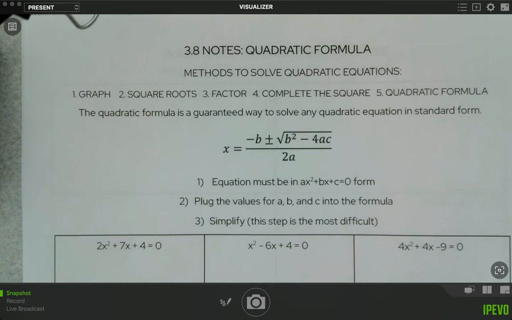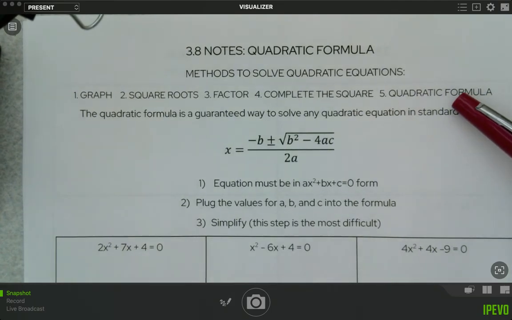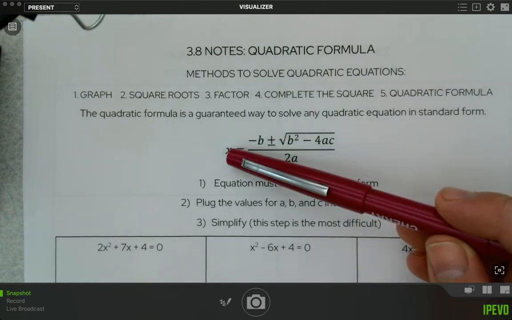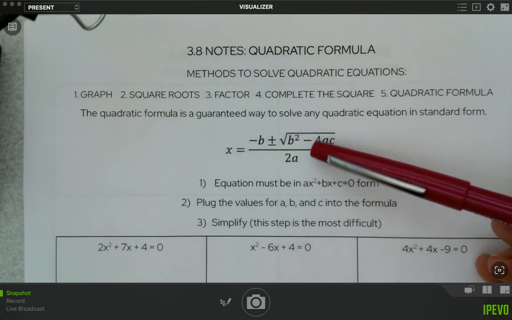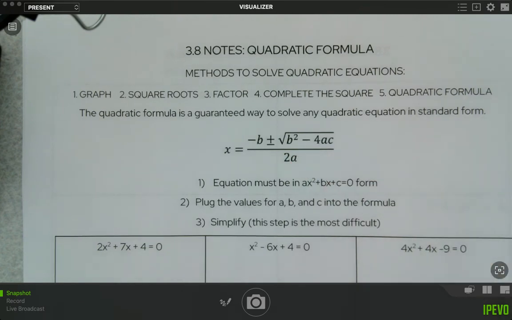Hey guys, so we are going to learn the fifth and final method of solving quadratics today, and that is the quadratic formula. The quadratic formula is x equals negative b plus or minus the square root of b squared minus 4ac over 2a. There is a song out there that helps you remember this.